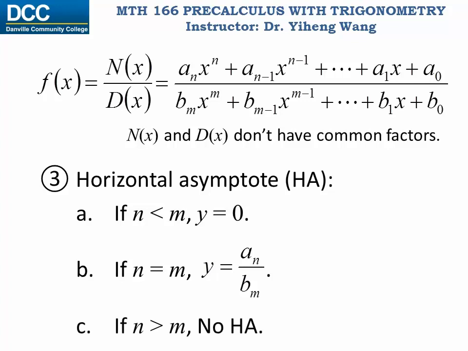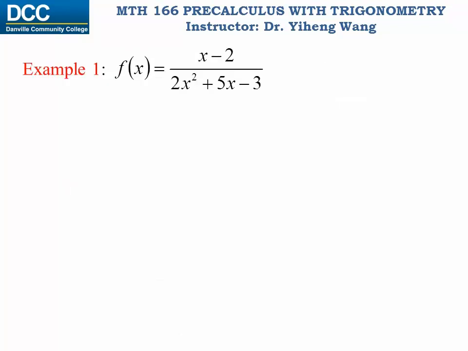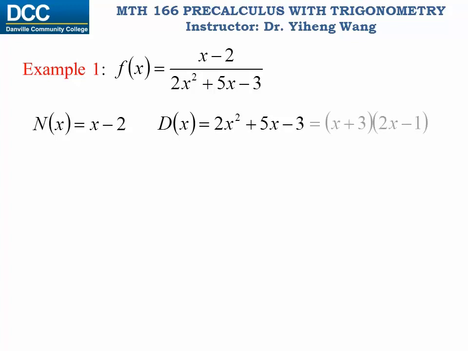Now let's look at several examples, and hopefully those will help you understand these properties of rational functions. Let's look at this rational function, which has a numerator function x minus 2, that is a linear function, and a denominator function, which is a quadratic function that can be further factorized into the product of two linear factors.